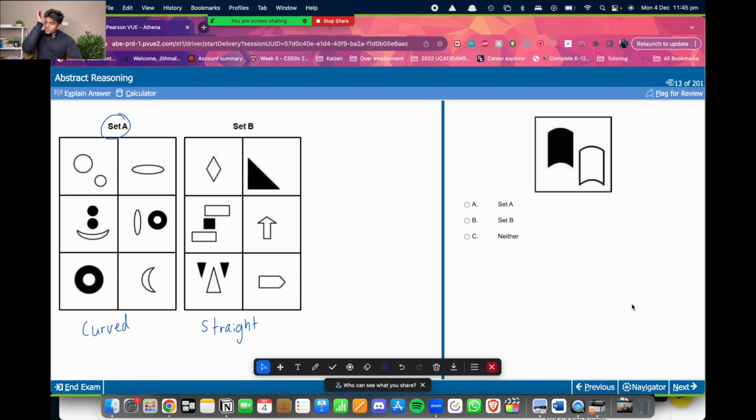Now, if you look at these two shapes, you see that there's curved sides and straight sides. There are no shapes in either set A or B which have both. So you have to put this as neither. It doesn't belong to either one of these sets. So you mean neither. I'm pretty sure that's right. Yeah.